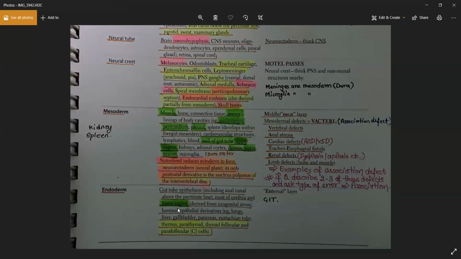Okay, the lumen of the epithelial derivatives like the lungs, liver, gallbladder, pancreas, eustachian tube, thymus, parotid, the parathyroid, thyroid follicular cells, and the parafollicular C cells. They are all derived from the endoderm.